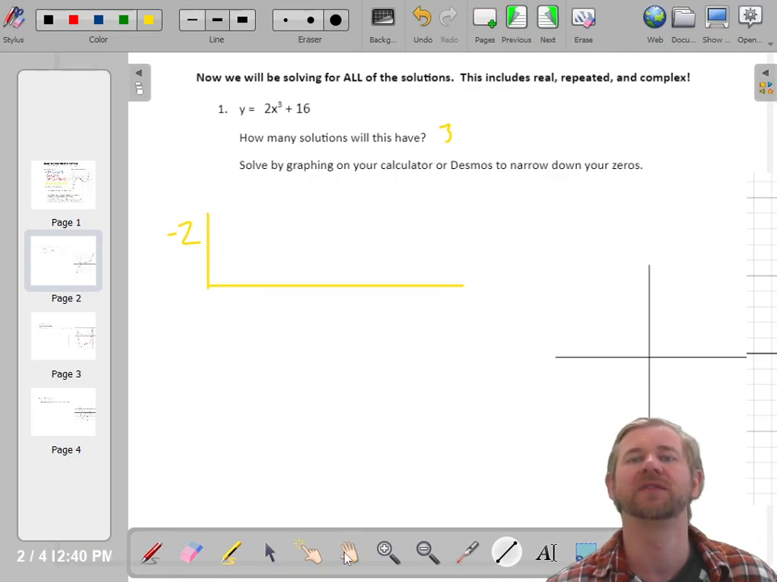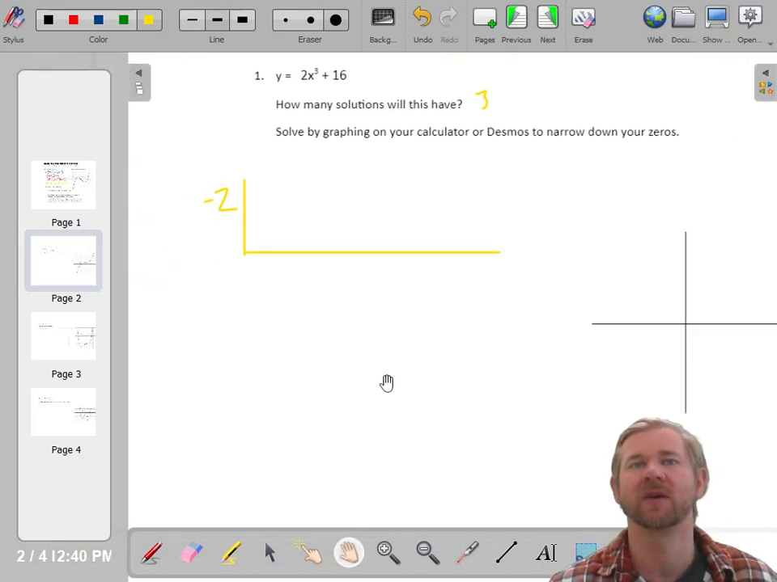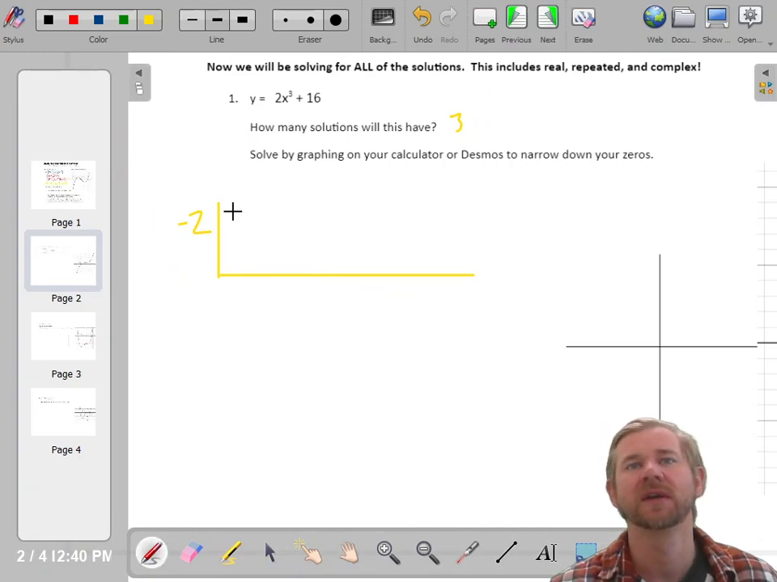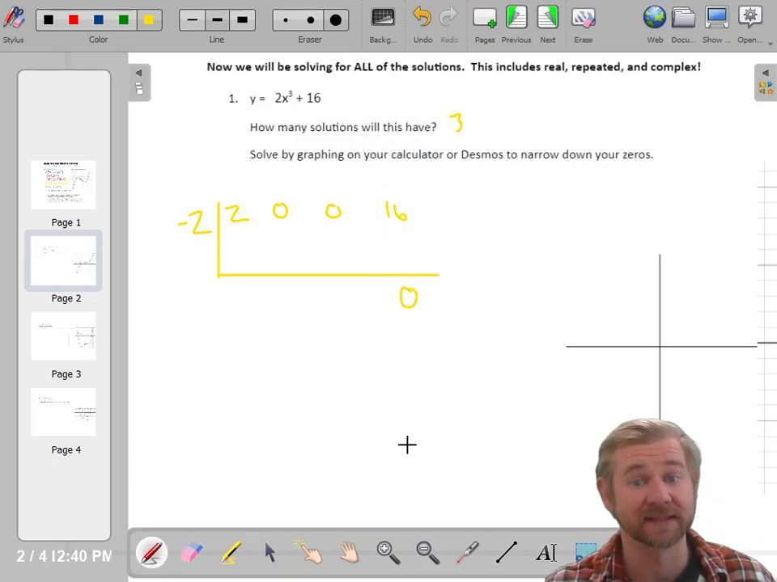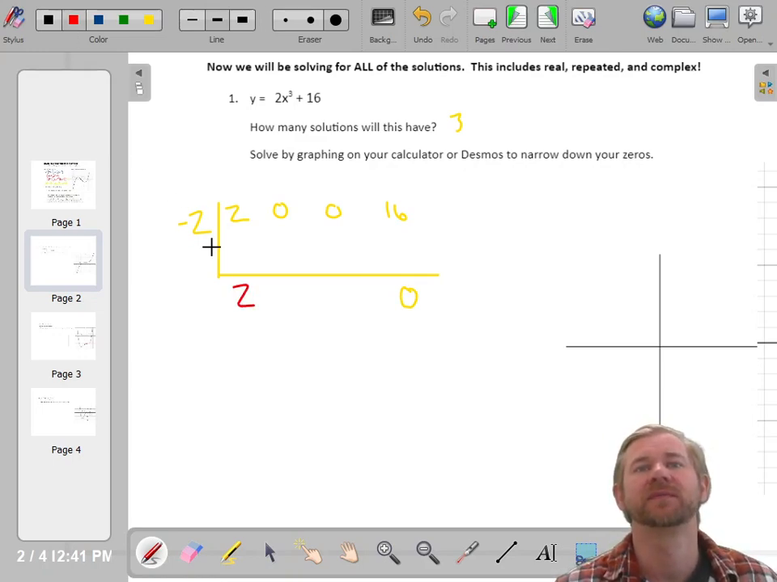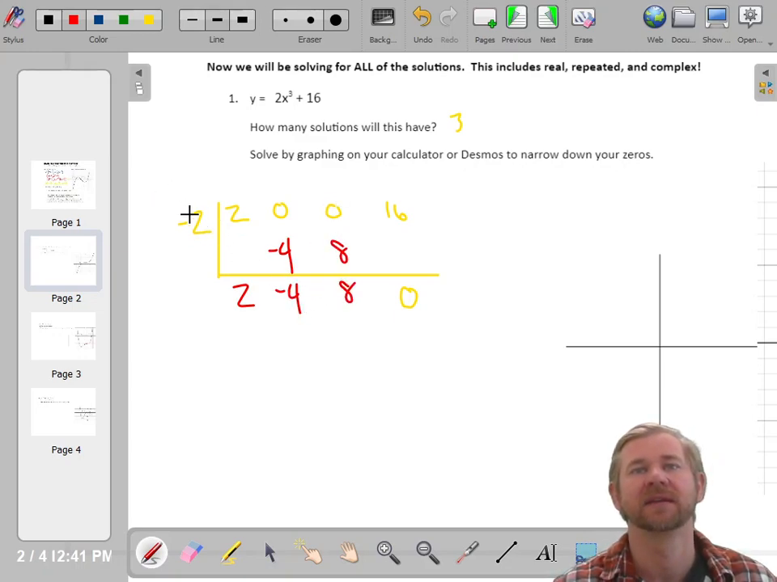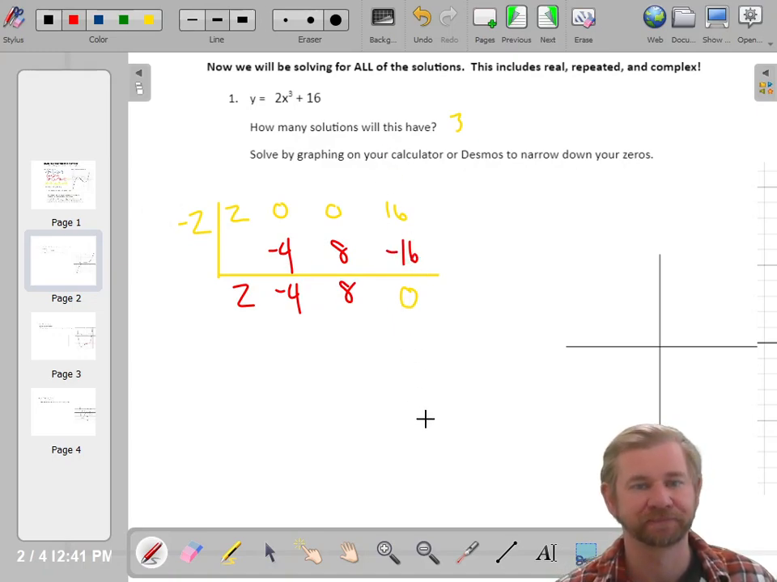So I'm going to plug in -2 because that is a zero and I know I'll get 0. I just have to be careful. The leading coefficient is 2. There's no x squared, there's no x to the first, and then it's 16. So you've got some placeholder zeros. I better get 0, because it's a zero. Drop the 2. 2 times -2 is -4. Add. -2 times -4 is +8. Add. -2 times +8 is -16. Hey, I got 0. Good.